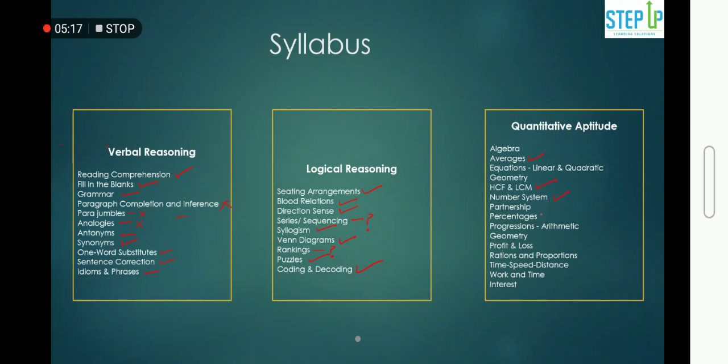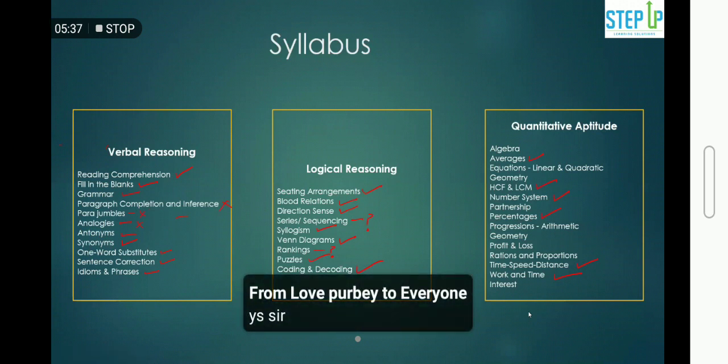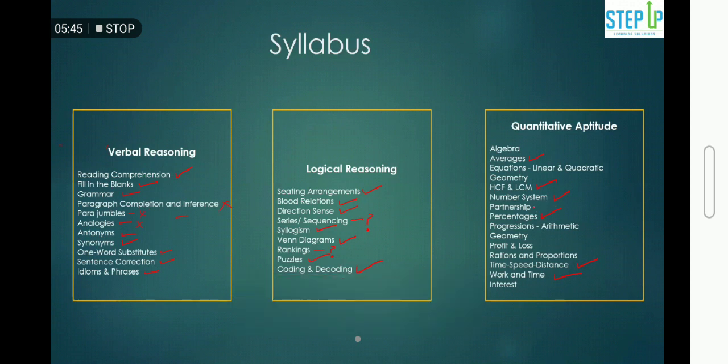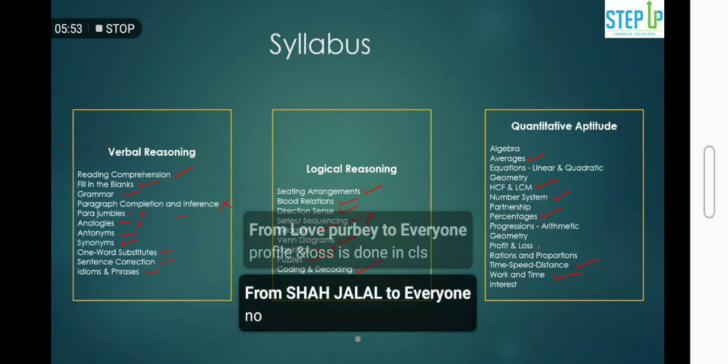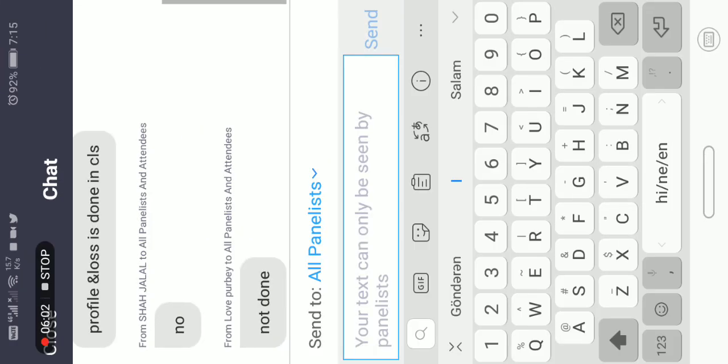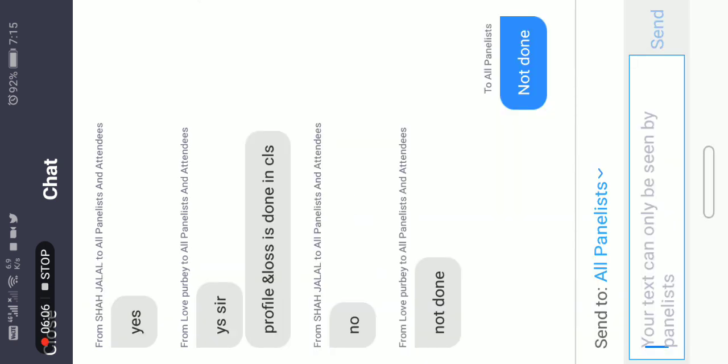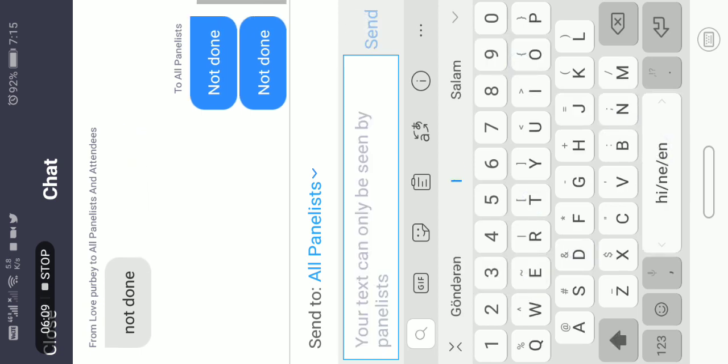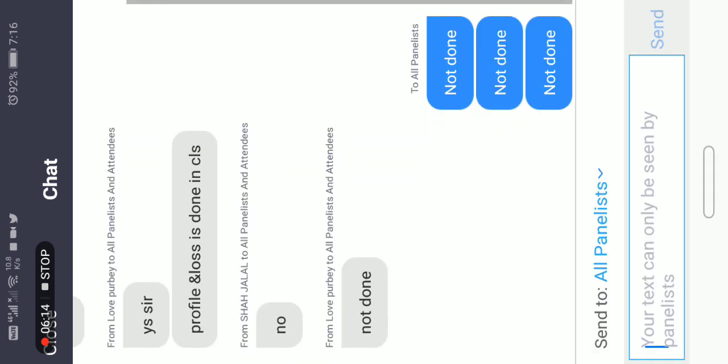Numbers we have done, and we will do more. Profit and loss, was it done in the class? Time and work I did, right? Partnership done, guys? Say partnership done, if not done say sir, partnership not done. Profit and loss is done. Partnership not done. And anything else? Interest, done or not done? Interest also not done. Okay, so we will do that.